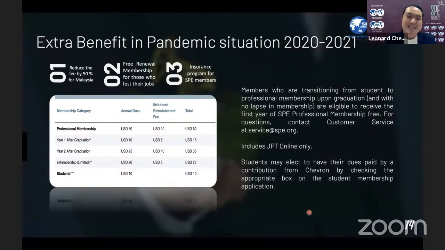And next slide, please. So this is just a list to remind everyone, also to let everyone know what the extra benefits are. The first thing, a reduced fee of at least 50% for Malaysia. And the second thing is that there is free renewal of membership for those who have lost their job. And the third is an insurance program for SPE members.